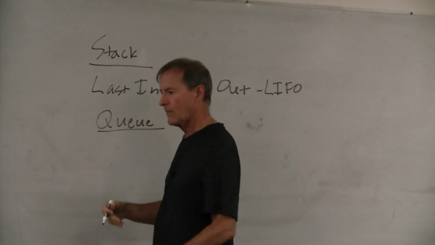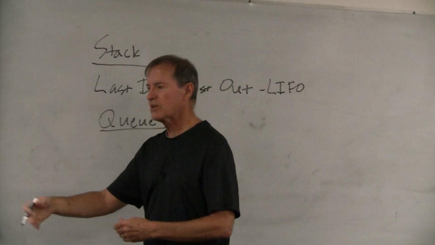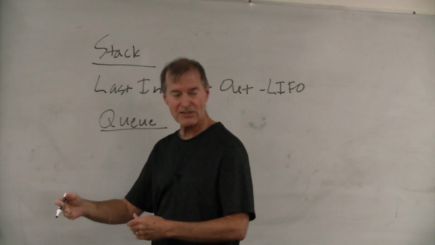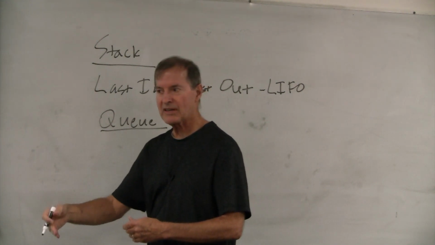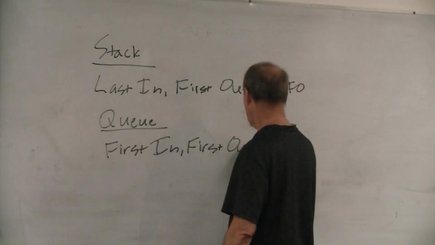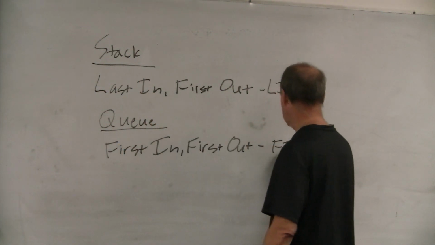And then the difference between that and a queue is what? First in, first out. That's like first come, first served, like you're in the line for tickets. The first one in is the first one who gets the ticket. So this is first in, first out, and that's known as FIFO.